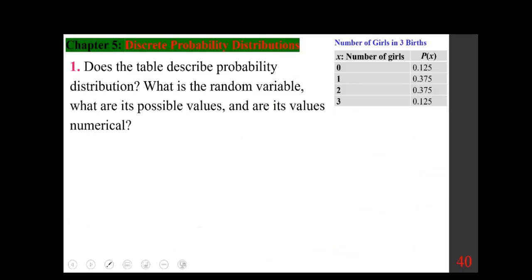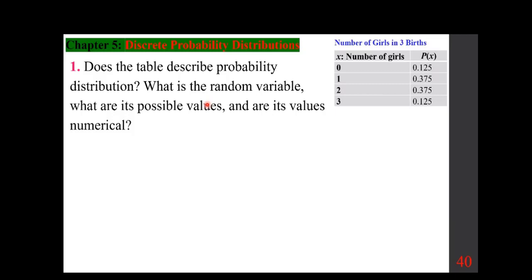We are given a table which represents X number of girls, 0, 1, 2, 3, and P of X is the probability. Does it describe a probability distribution? What is the random variable? What are its possible values, and is its value numerical? Is this describing a probability?